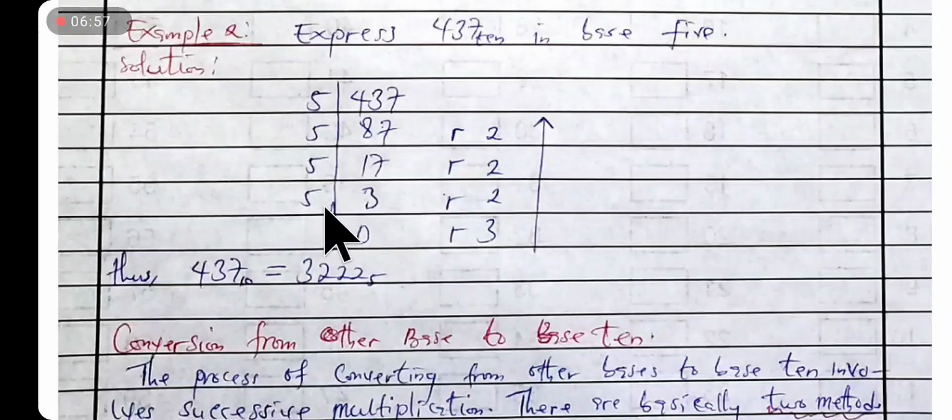3 divided by 5 cannot, so this is 0 remainder 3. This 3 will bring the remainder down. So we copy the answer upward. The answer is going to be 3222. Thus 437 in base 10 is equivalent to 3222 in base 5.